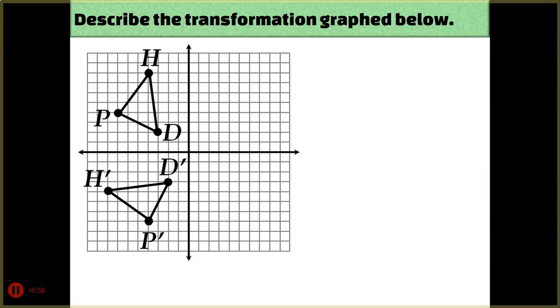So let's connect each of our pre-image and image coordinates and see if we have parallel lines or messy lines. Remember, parallel lines means that it's a reflection, and messy lines means that it was a rotation. So let's see, D to D prime, P to P prime, and H to H prime. Well, those are definitely not parallel, so this must have been a rotation.